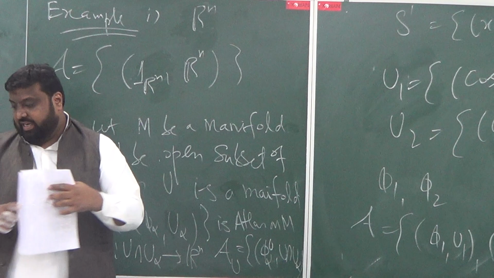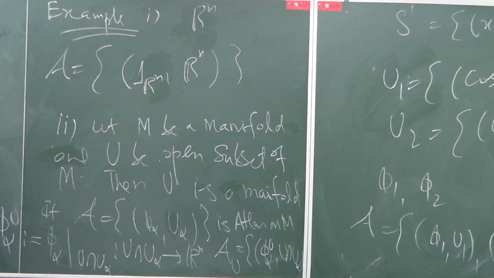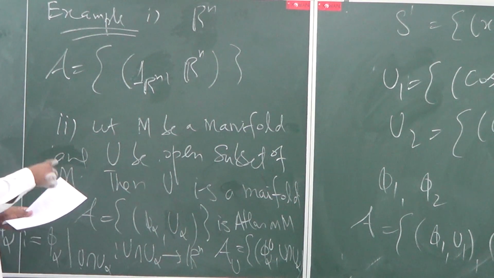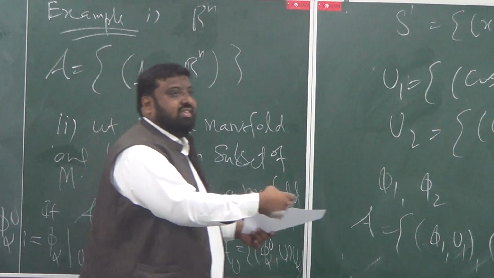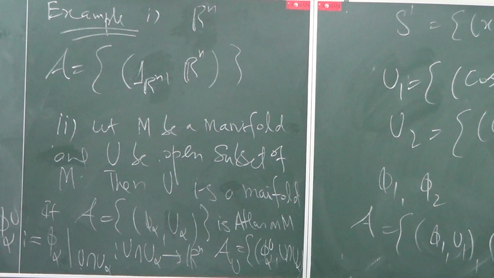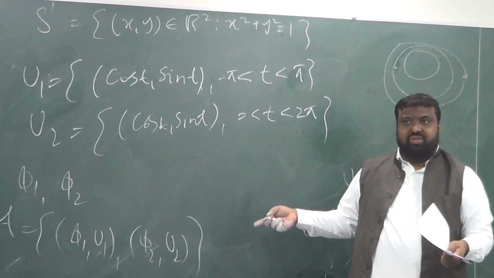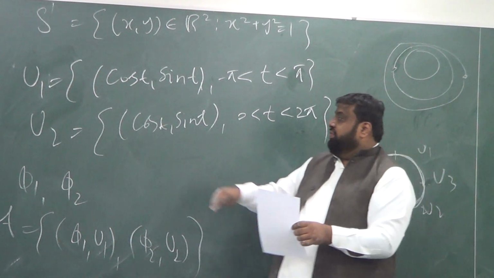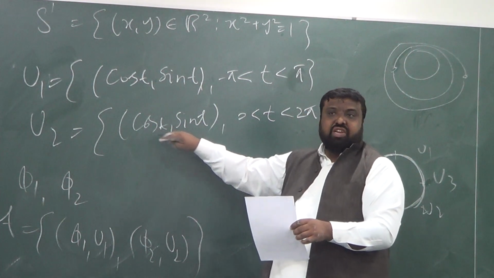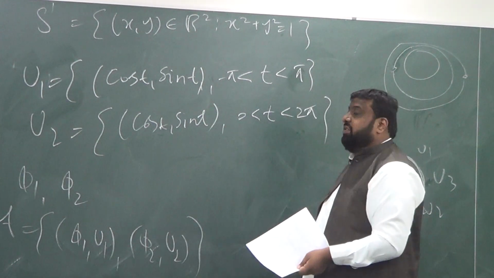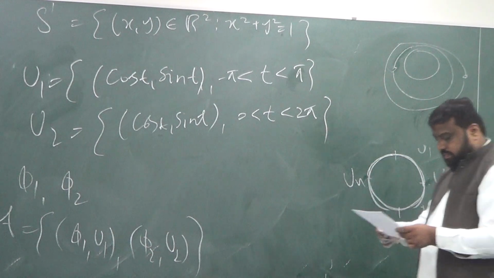So, let me do another example. Let's extend this S1 to Sn. I can do S2 or S3. By the way, this S1 is a one-dimensional manifold. If you remember, the phi's were the maps that took a point as input and gave you the number t as output. So they are one-dimensional manifolds.